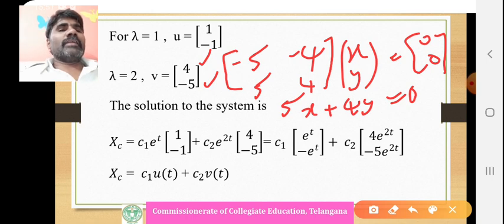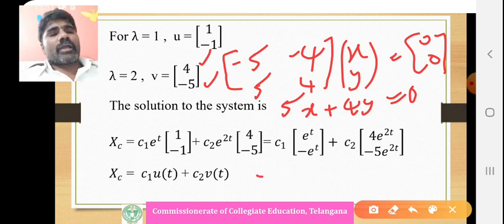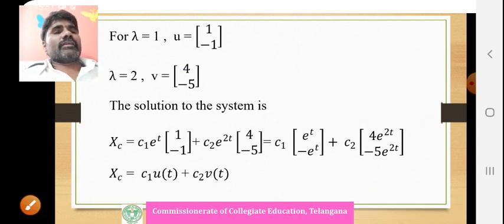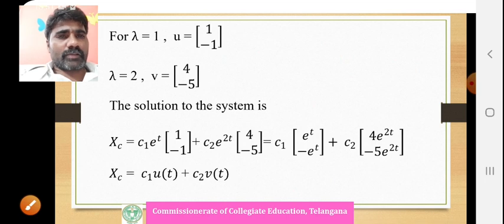We avoid fractions. For that, we can choose the independent free variable x as 4. Then it becomes 4 comma minus 5. The first component is x, the second is minus 5x by 4. If we take x as 4, the second component becomes minus 5, and the first component is 4. Like that, we can find the eigenvector corresponding to lambda equals 2. It is given by 4 comma minus 5.